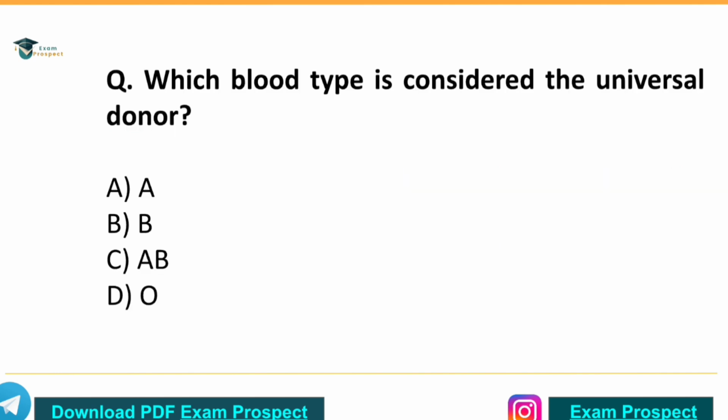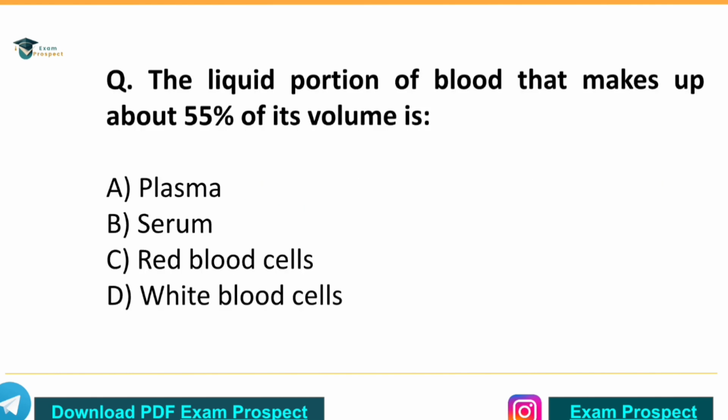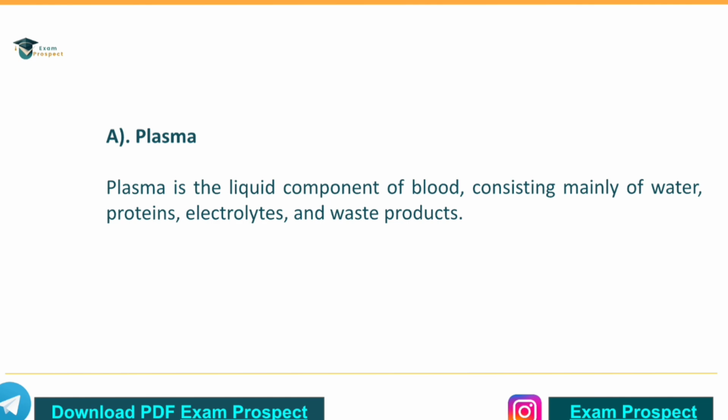Next question, which blood type is considered the universal donor? Correct answer is option D, O. Next question, the liquid portion of blood that makes up about 55% of its volume is? Correct answer, option A, plasma.